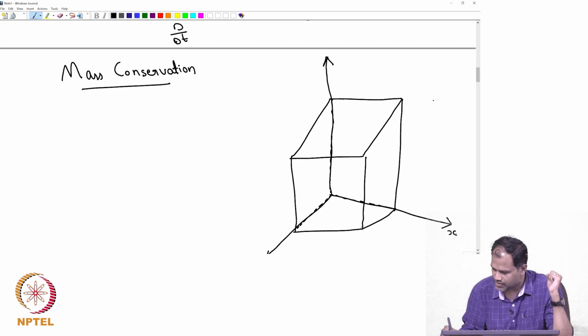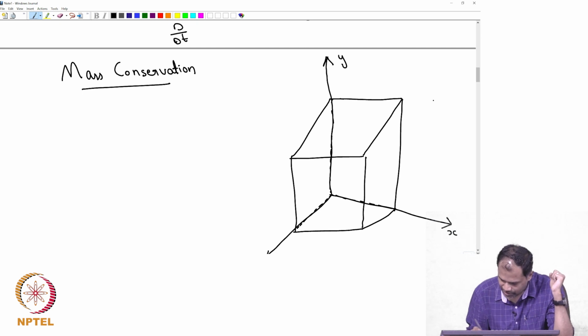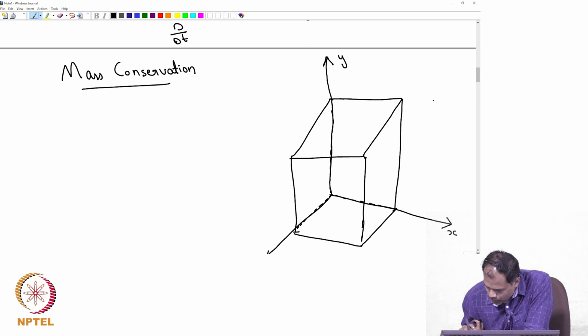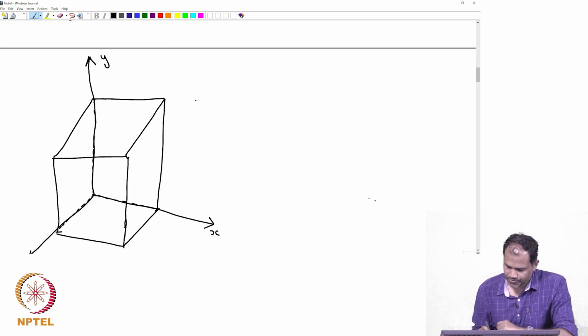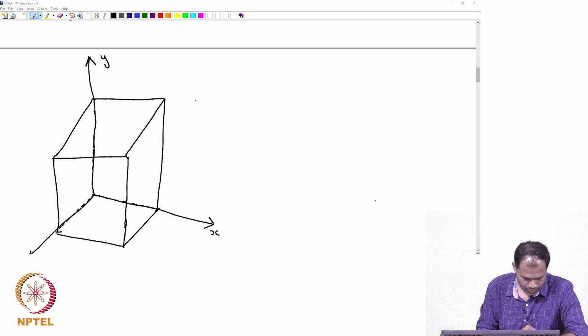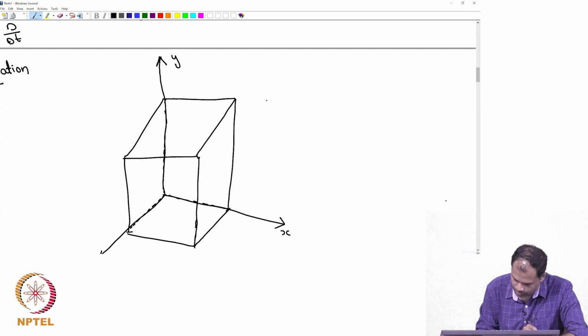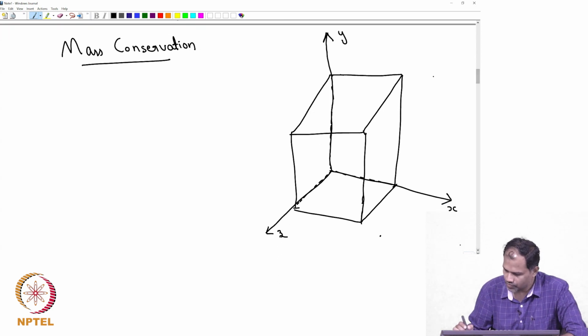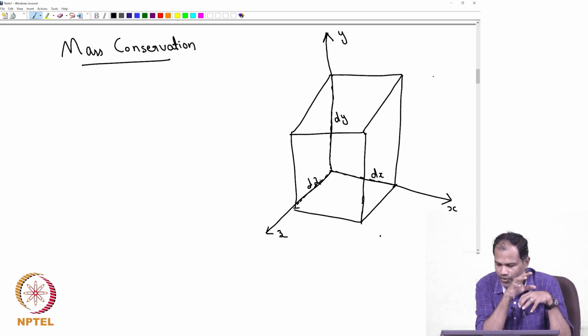So, we will select this as the x axis, that as the y axis, and this as the z axis. Each of the small elements, let us say this side is dx, this is dy, and this is dz, and let us say there is some fluid that is flowing, and you are looking at a small domain.